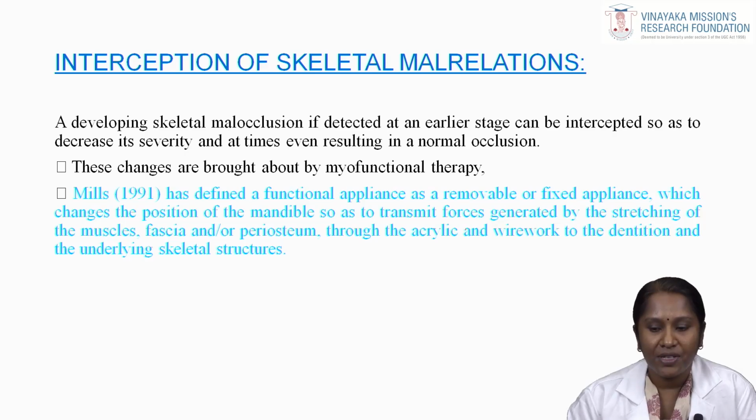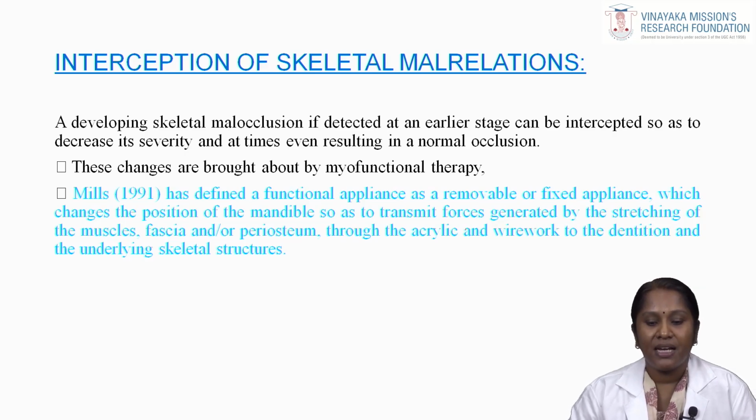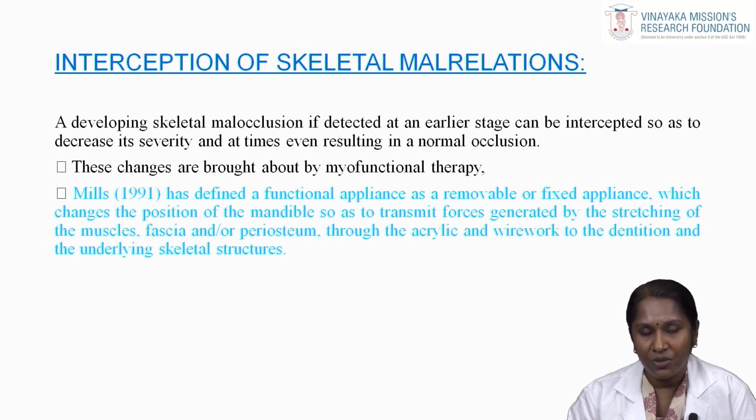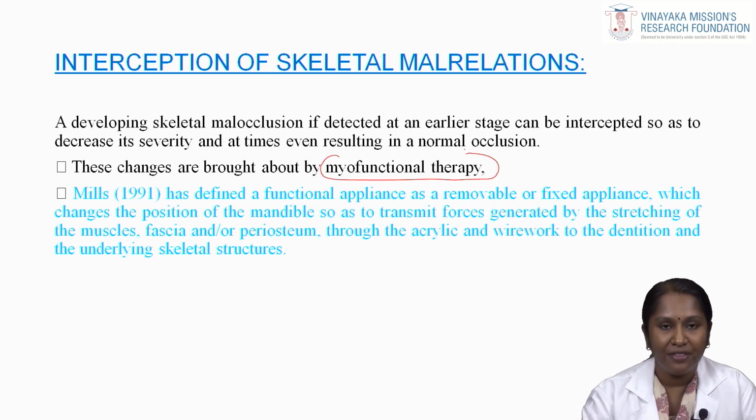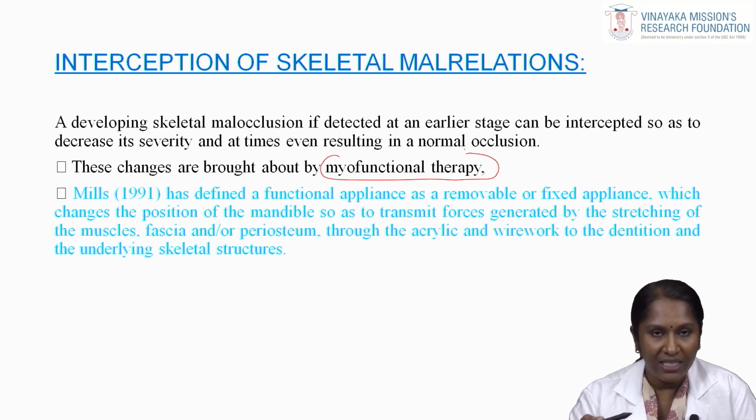So coming to interception of skeletal malrelations, a developing skeletal malocclusion, if detected at an early stage, that means in the mixed dentition as well as the deciduous period, can be intercepted so as to decrease its severity, even resulting in normal occlusion. These changes can be brought about by myofunctional therapy. That means if there is any discrepancy in the jaw, either maxilla or mandible, by giving myofunctional as well as orthopedic appliances, we can correct the skeletal malocclusions in the deciduous period as well as during the growth spurt period. That is very important in interceptive orthodontics.